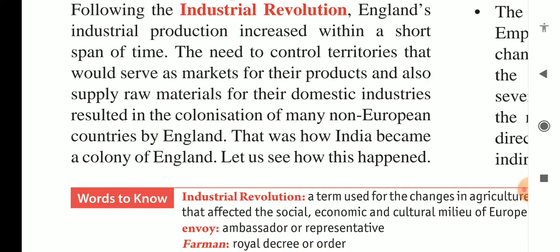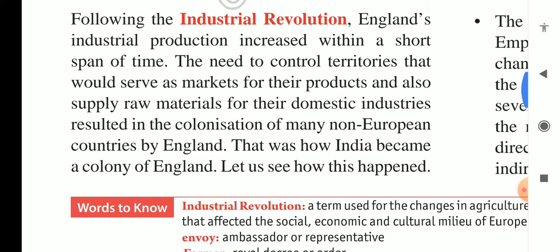All the things that were produced by their machines were not supplied in England because it was more than enough. So what to do with the remaining supply? So they started controlling other countries, and as we know the definition of colonization, they colonized many countries and started changing their cultures. And when colony countries' cultures changed, they started demanding the things that were produced in Europe. Let us see.